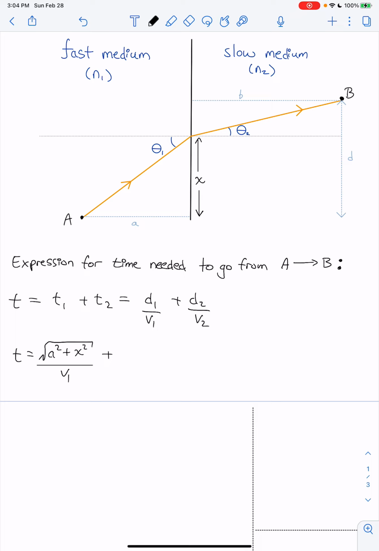And then we do the same on the other side, but in this case, when we're dealing with this distance, we're going to put this vertical part in terms of the total distance and x. So that looks like this. We're going to have the square root of b squared plus (d minus x) squared, all over v2.